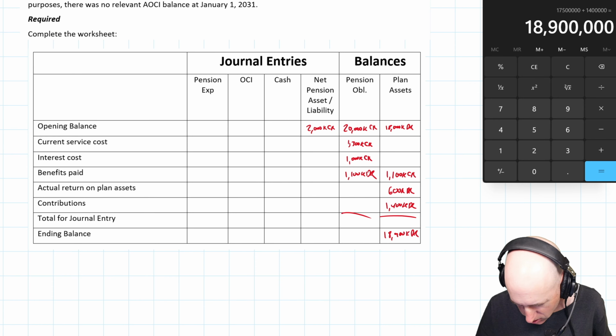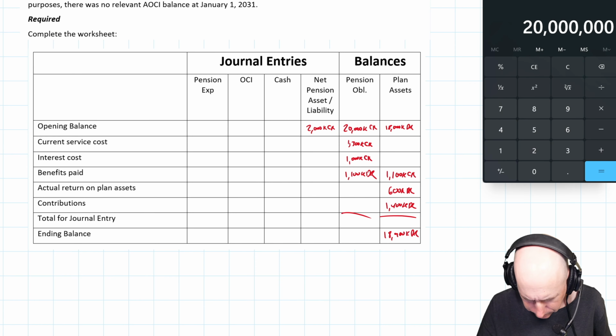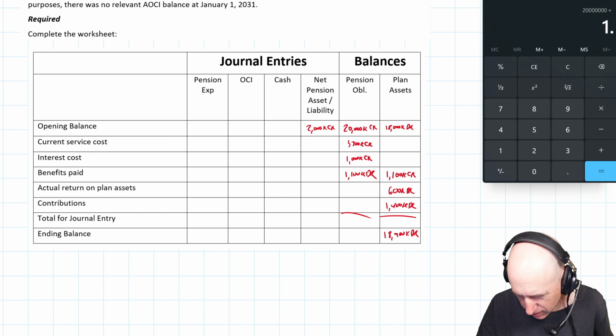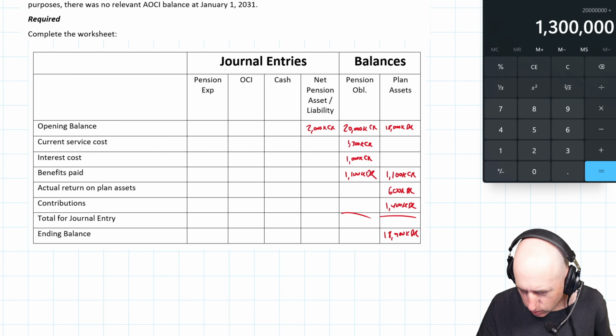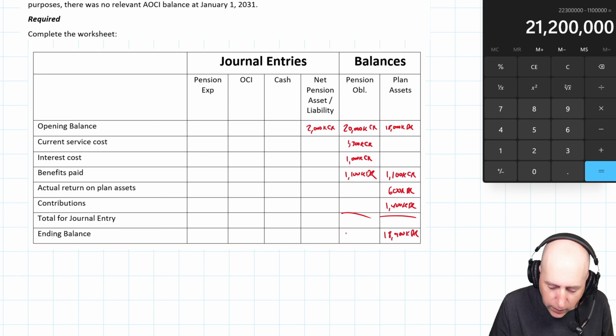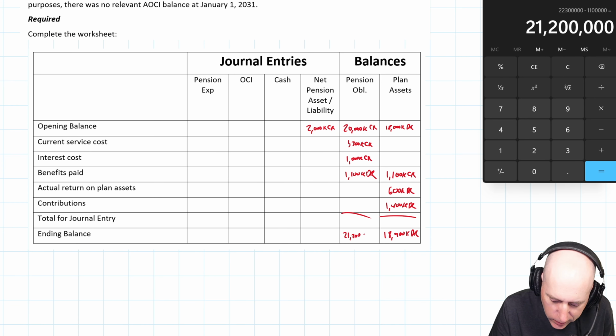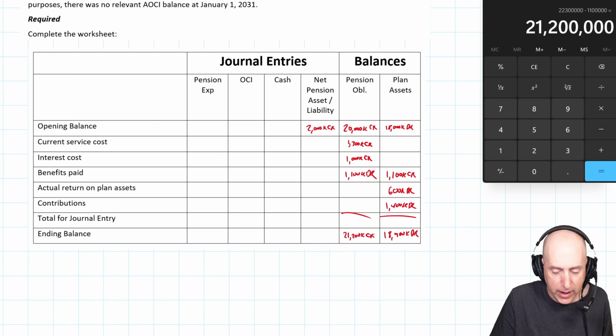Let's do the obligations. 20 million credit plus 1.3 million credit plus 1 million credit minus 1.1 million. That's the debit, the loan debit here. And I land at $21.2 million credit.